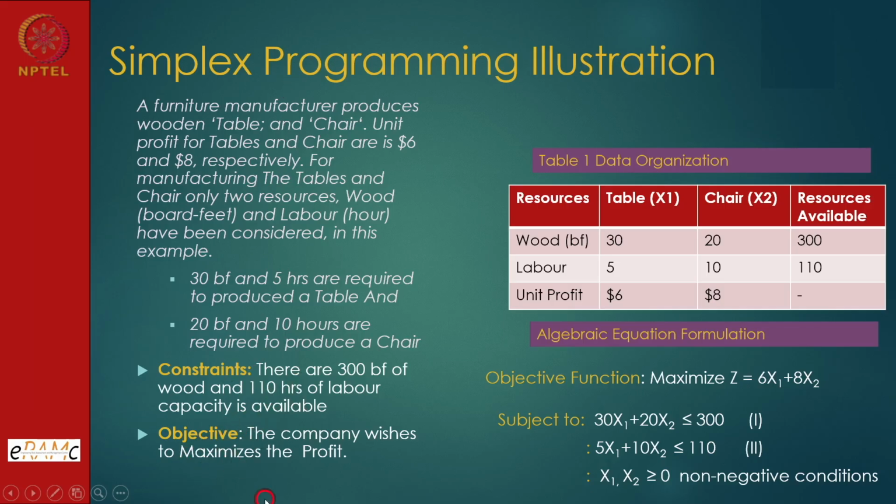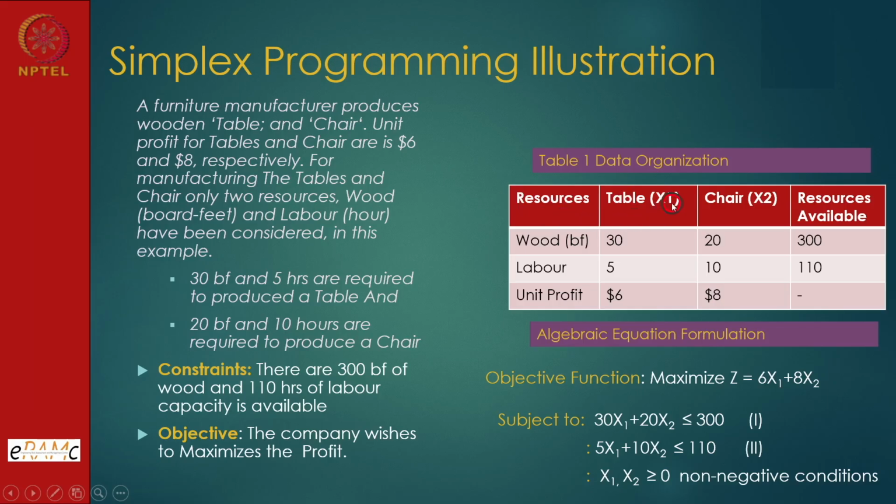I think the problem is well understood. 30 board feet and 5 hours are required to produce a table, and 20 board feet and 10 hours are required to produce a chair. The constraints we said are 300 and 110, and the objective function is to maximize the profit. If I translate this into a table, it's called a tableau in the simplex method.